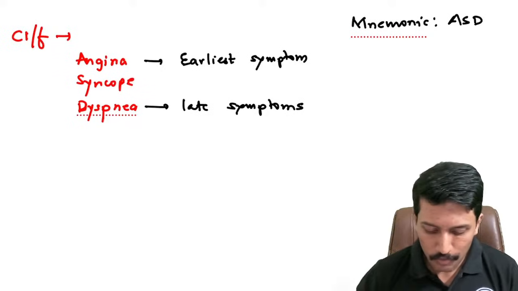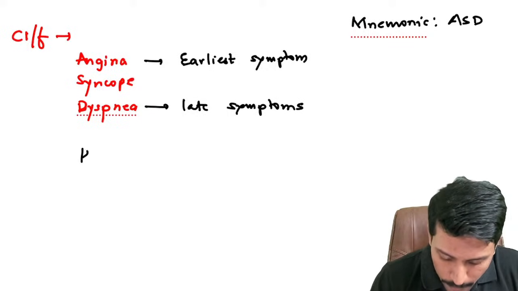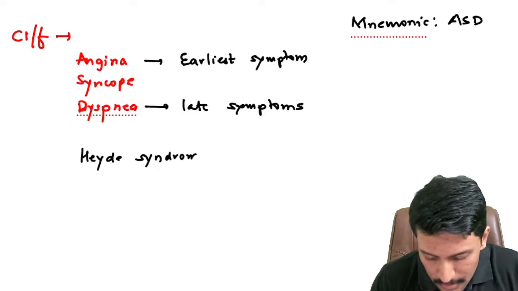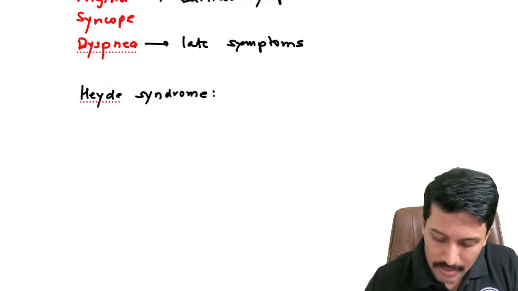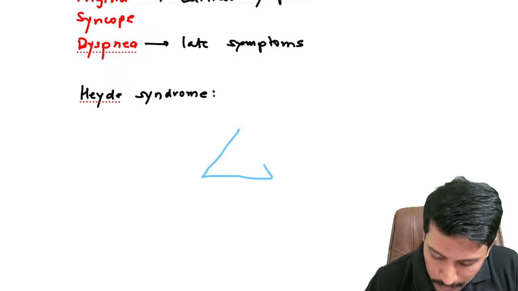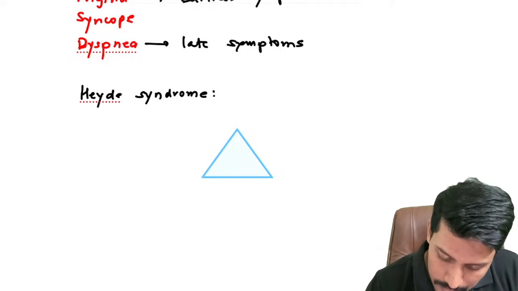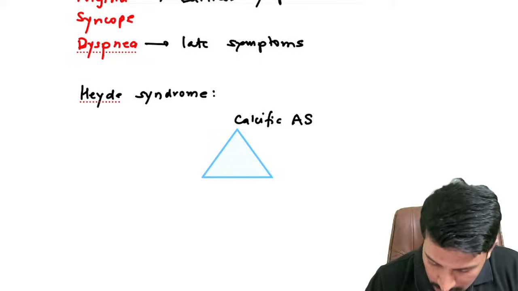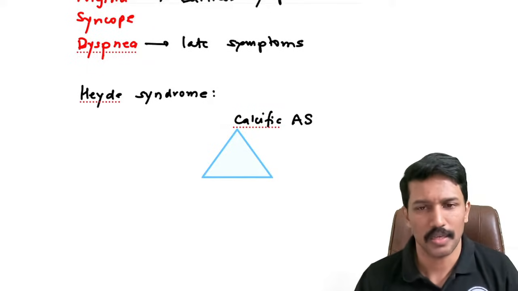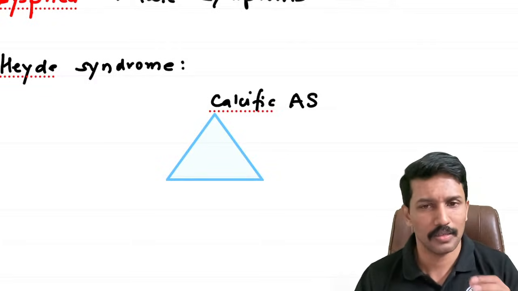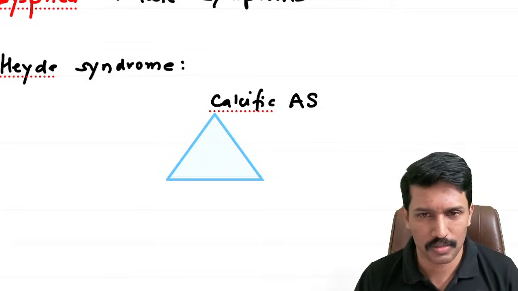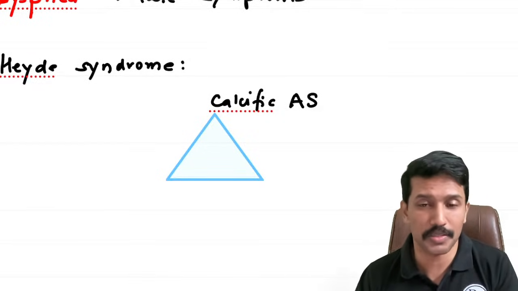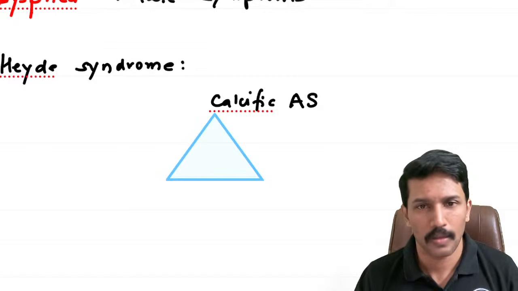Okay. Apart from that, you can expect one more manifestation in patients with aortic stenosis, which is called Heyde syndrome. What is this Heyde syndrome? It's a triad of 3 manifestations. The first one is calcific aortic stenosis, which is the most common cause. Means age-related degeneration leads to calcification of the aortic valve, and that causes stenosis. Young individuals, it is bicuspid aortic valve. But this Heyde syndrome is seen in patients with age-related aortic stenosis.